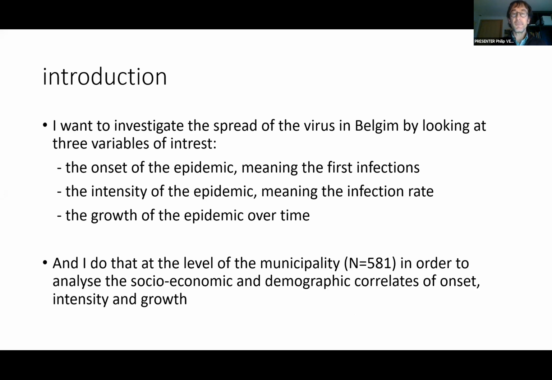being from end of March till the beginning of May. And I'm going to do that by looking at the level of the municipalities, for which we have 581 in Belgium. And I want to do that because using the municipality as the level of analysis, I can find the socioeconomic and demographic correlates of the three variables that I'm looking for. And so I want to see how these three variables are correlated with socioeconomic and demographic variables in my country.